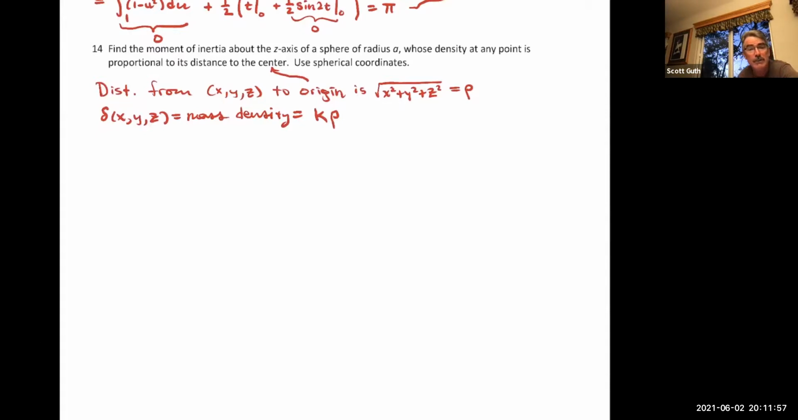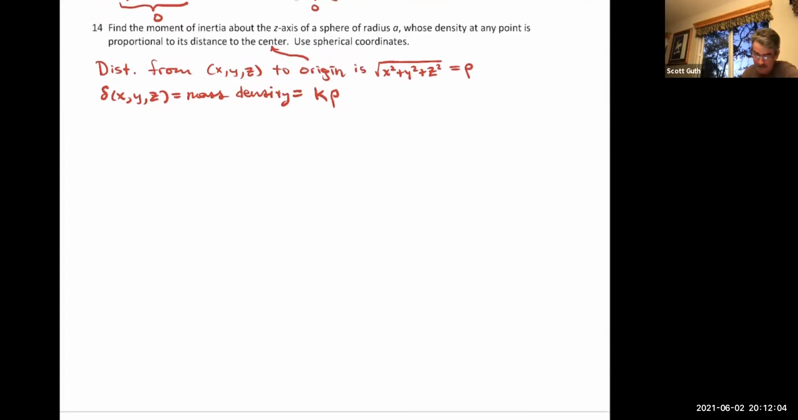You can see I really like doing moments of inertia about the z-axis. There's just something about it that I like, so be ready for that.